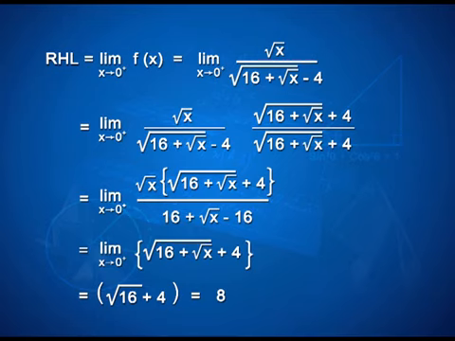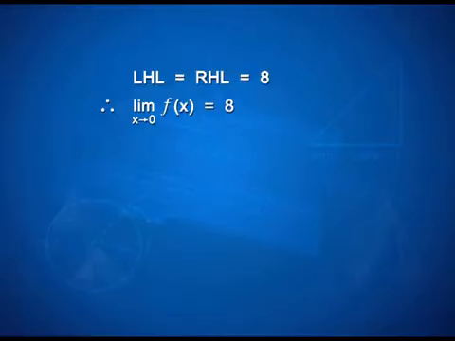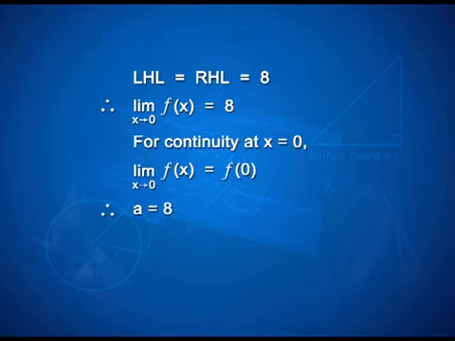And as x tends to 0, what would this be? Nothing but root 16 plus 4, which is 8. And so, the left and right hand limit both are same as 8. Value of the function was also given as a. Limit exists equals 8, and therefore, for continuity the left hand limit, right hand limit and the value of the function must be equal. Doesn't that give us the value of a as 8?